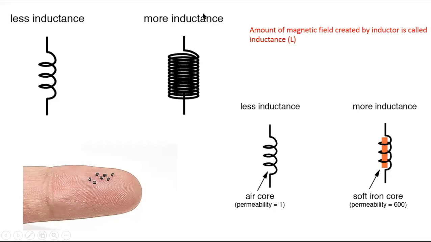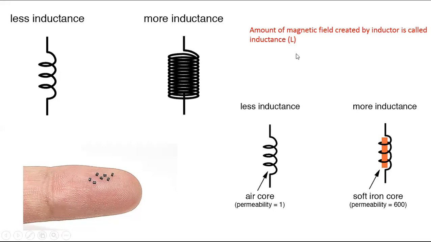As I mentioned, I cannot draw the diagram every time. Copper wire is twisted in a circular shape, so we have to draw this diagram. You can see here, all of you. The first one is what? It is less inductance. What is inductance? Here on the right side I have written it. Can anyone read it out? Amount of magnetic field created by an inductor.